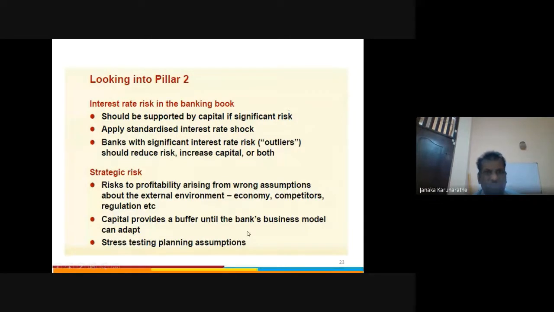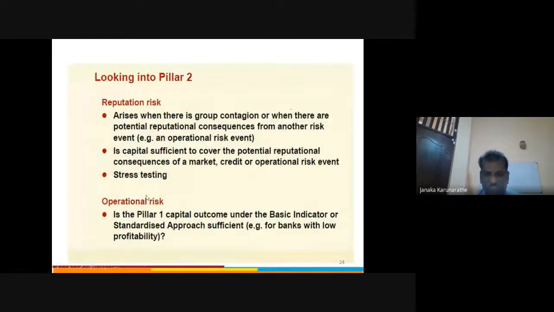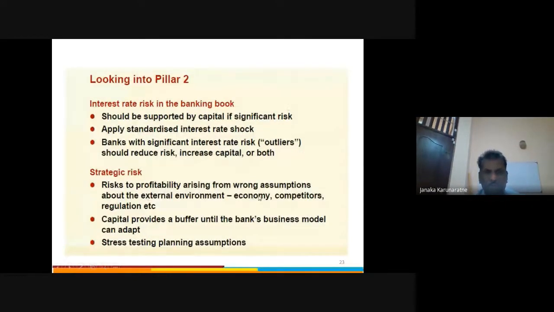Strategic risk. So there are many other risk types, like strategic risk: risk to profitability arising from wrong assumptions about the external environment, economy, competitors, regulation. So if you feel you are subject to significant strategic risk, then provide or keep some adequate capital on top of the regulatory capital.